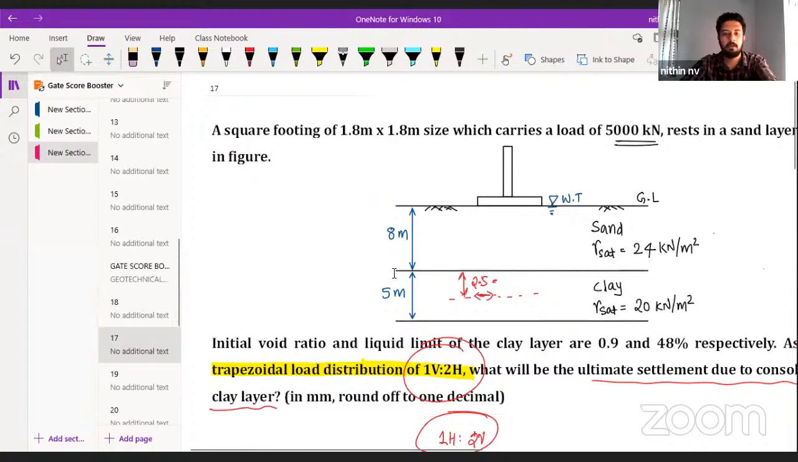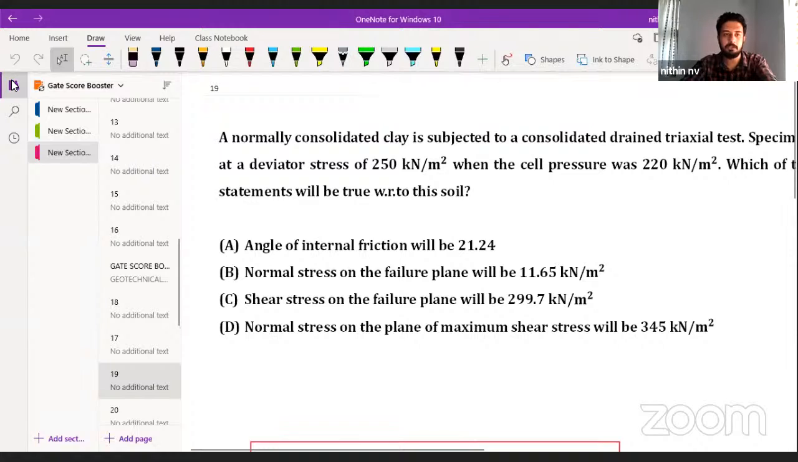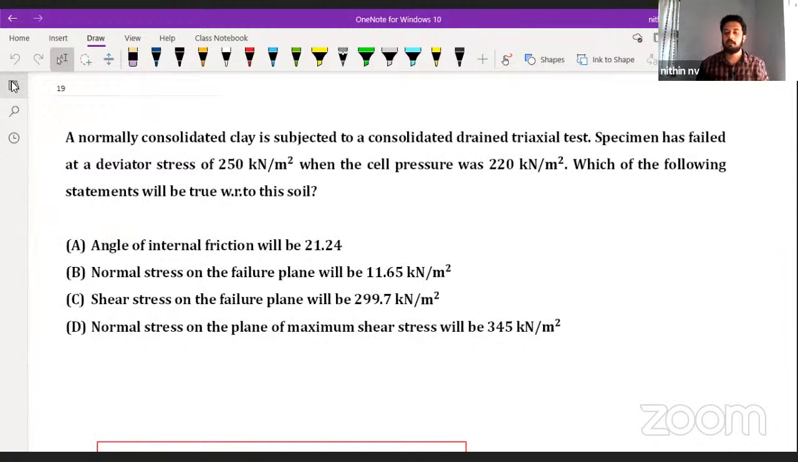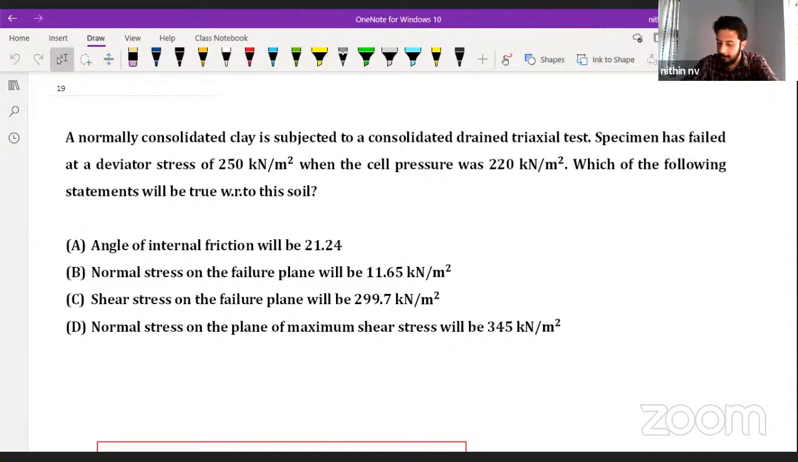Okay, don't worry. This question we have already solved. Now, do this question fast. I think we have to go a little bit faster because we lost some time. So do this question. I hope the previous one is clear now. Do this one, everyone. Something related to shear strength.